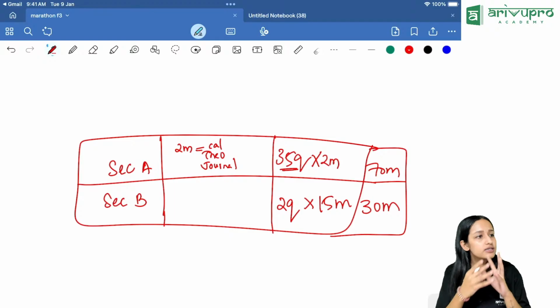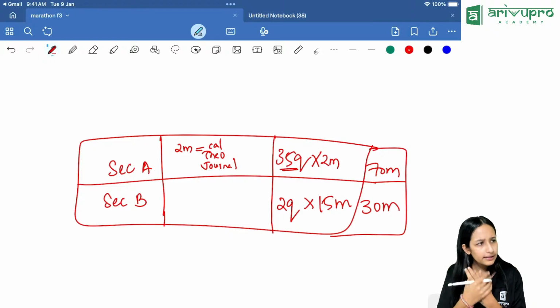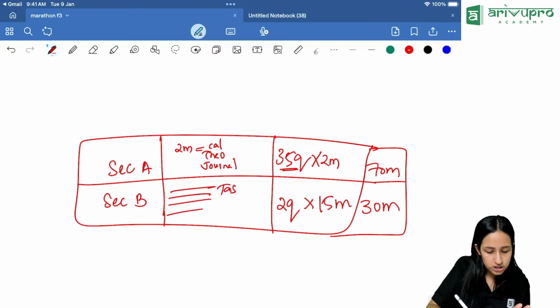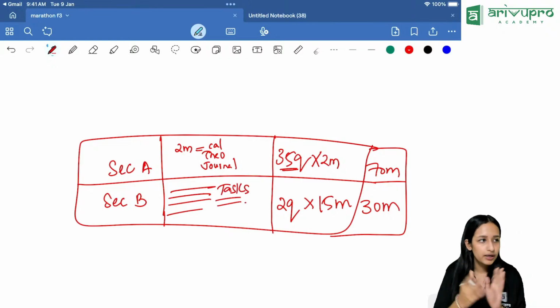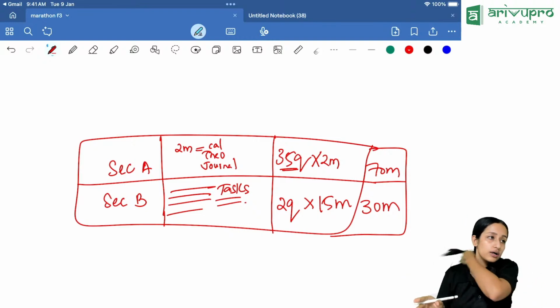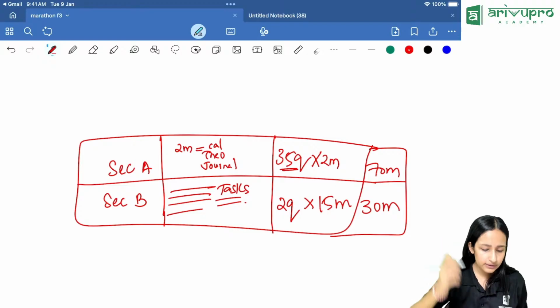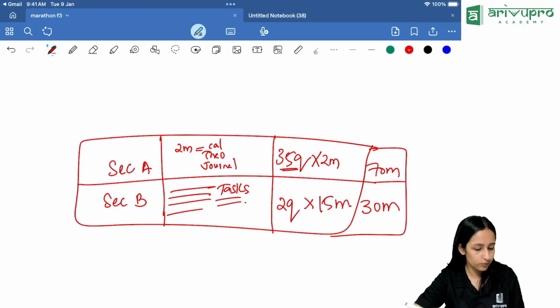But obviously this whole 15 mark question is not going to come as one. The question will be divided into tasks. Each task will be worth 2 marks, 4 marks, 3 marks, anything. They can divide it. So a cash flow statement, if it comes, it can come for 10 marks, 12 marks, so that huge amounts. But other things, they're going to divide it in tasks for you.